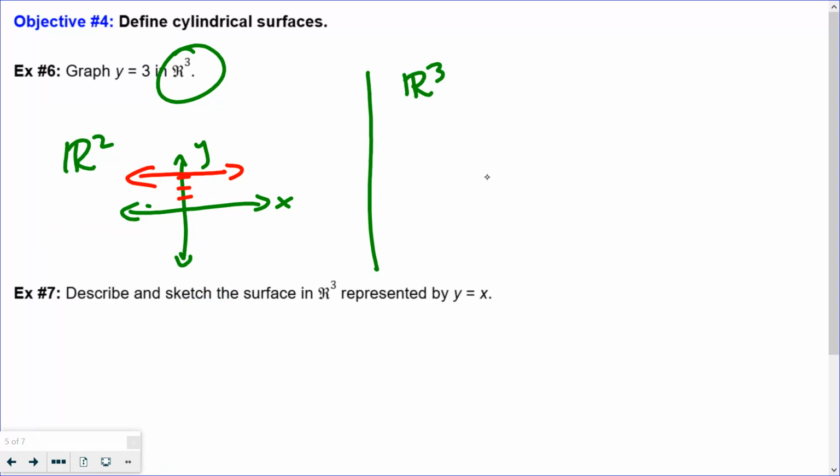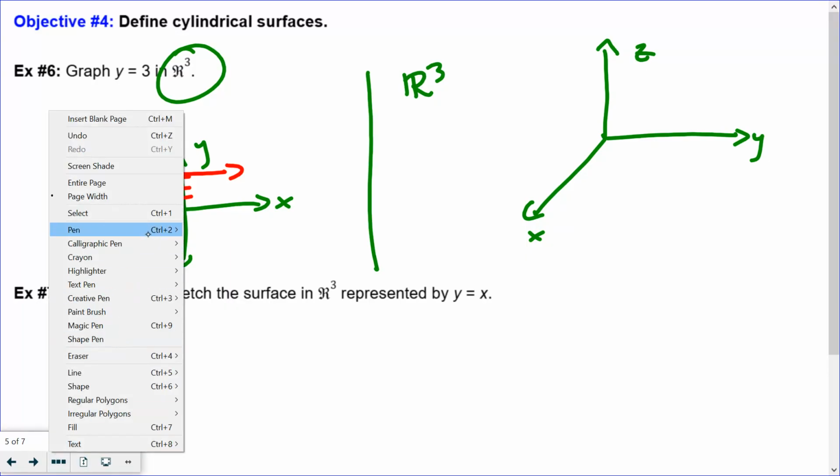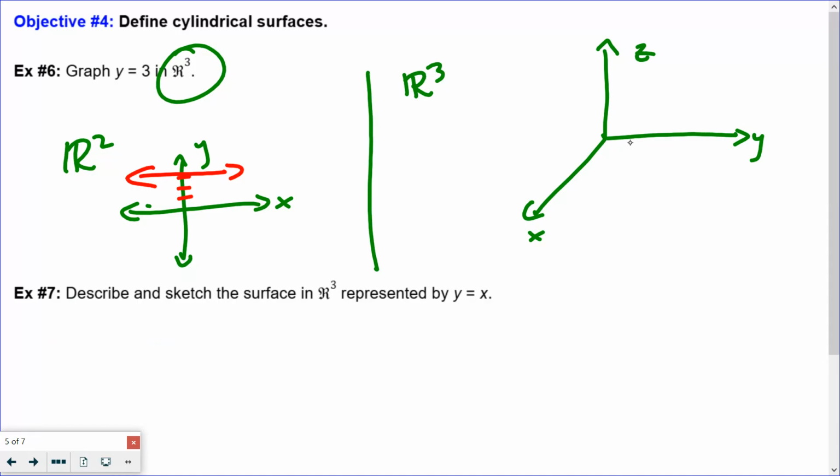Now what I would love for you to do is pause and challenge yourself here. What do you think it would look like in 3 space, where I have a z, an x, and a y? Go ahead and take a stab. What do you think y equals 3 would look like? Hopefully you're going to hit pause and then unpause. I'm going to go out here, just like I did in 2 space. That's why thinking of 2 space can help you with 3 space.